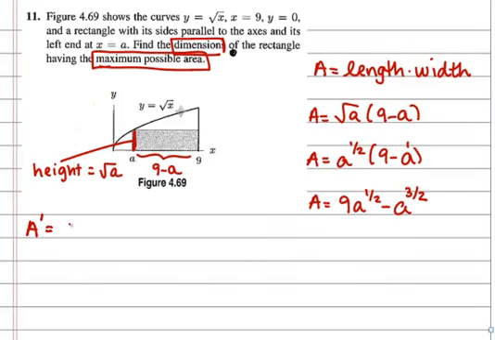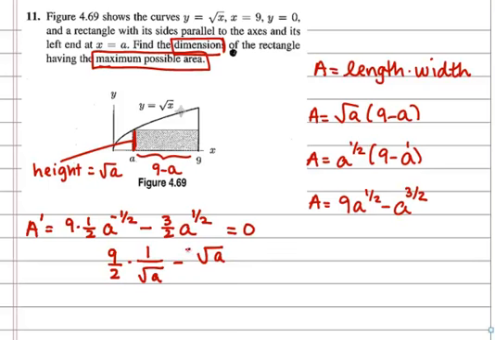So to maximize this, we are going to take the derivative of the area function. And that gives us 9 times 1/2 times a to the negative 1/2 minus 3/2 a to the positive 1/2 power. And we'll set that equal to 0. And let's go ahead and simplify a little bit. So that gives us 9 halves times 1 over the square root of a, I'm going to put it back into its radical format, times the minus 3/2 times the square root of a. And that's equal to 0.